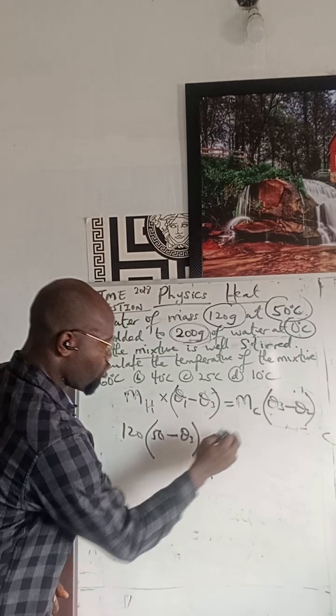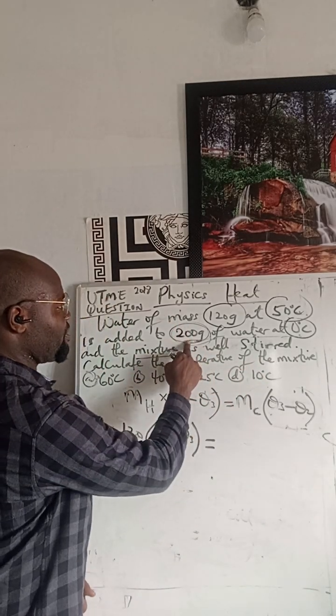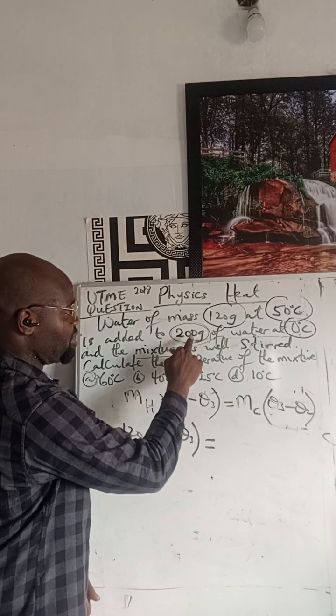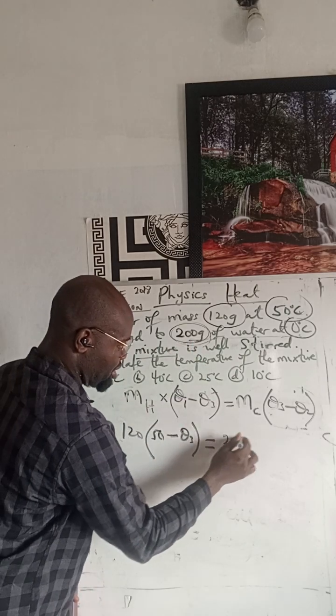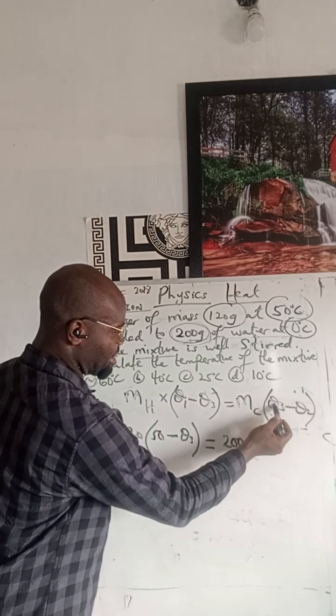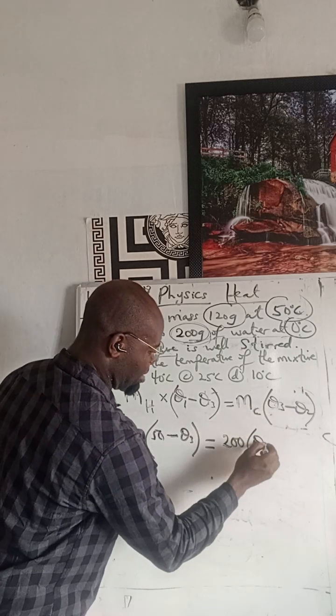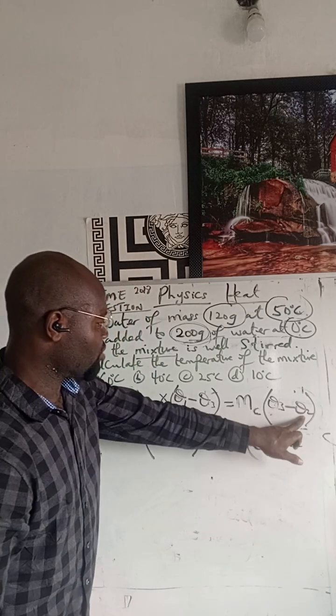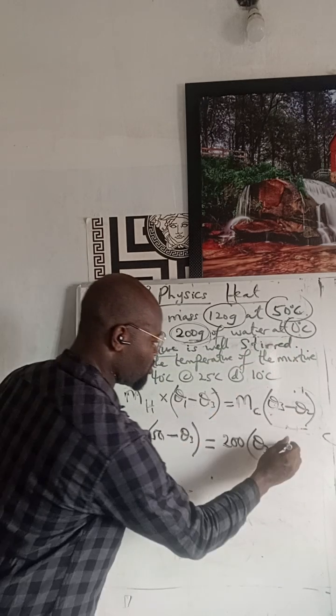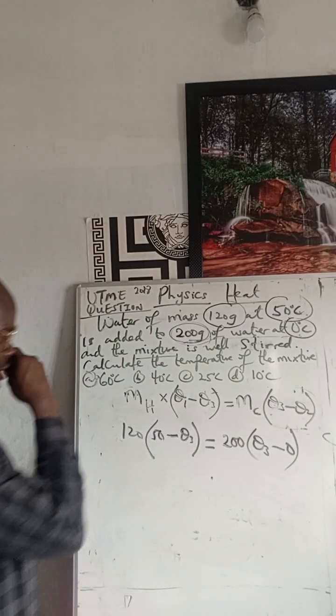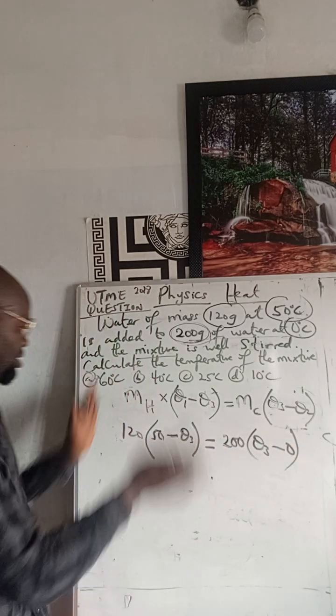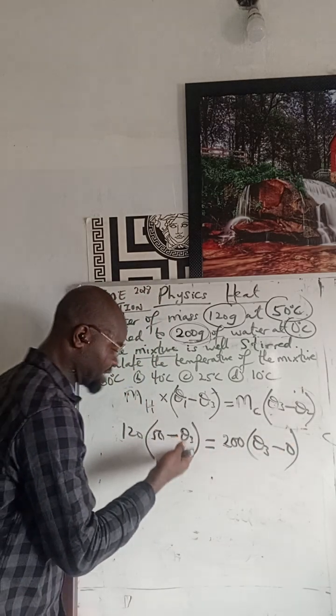It equals, what's the mass of cold water? 200 grams, so we have 200 into brackets. We are looking for theta 3 also, so put theta 3 minus the temperature of the cold, that's 0. So we are going to work on this formula, then collect terms and get our theta 3.